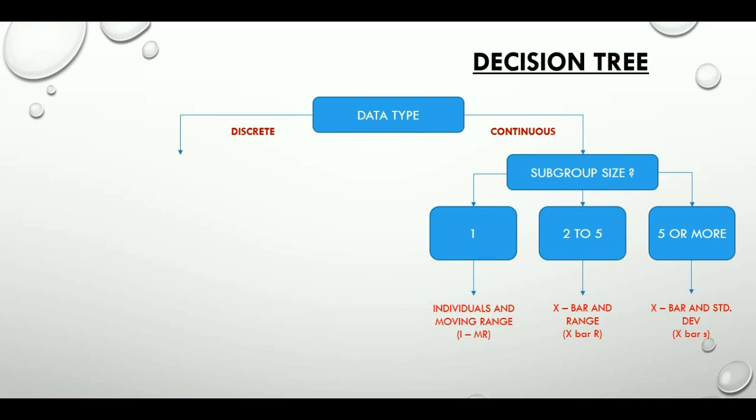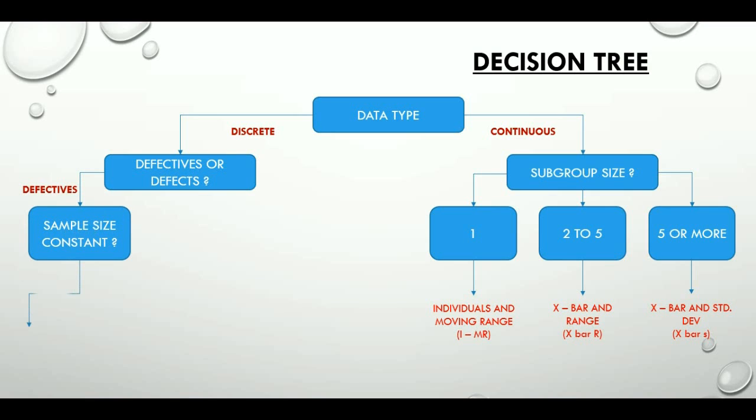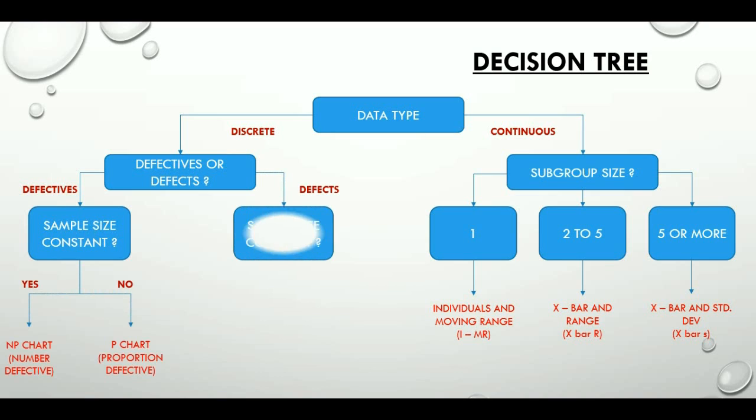Now looking towards the left, if data is discrete, we check if we are dealing with defectives or defects. As you know, a defective is a unit and a defect is an opportunity. For defectives, we check if sample size is constant. If yes, then we use an NP chart. If no, we go for a P chart. For defects, we again check if sample size is constant. If yes, we use a C chart, and if no, we go for a U chart.